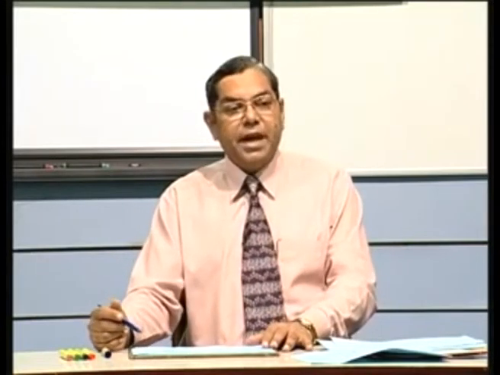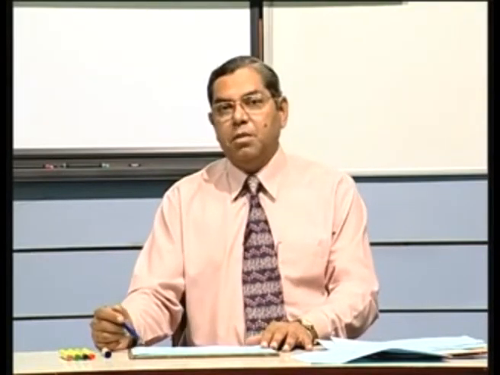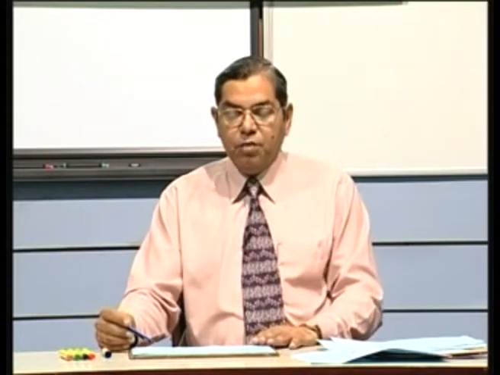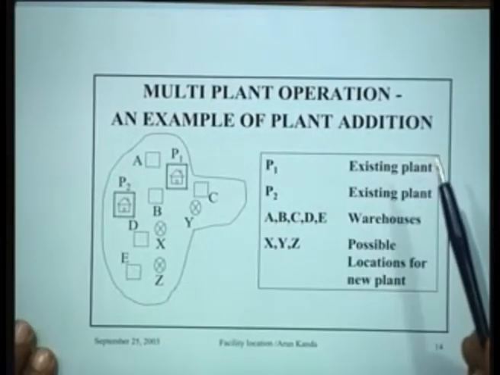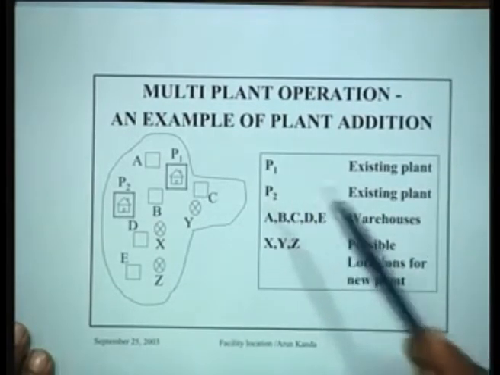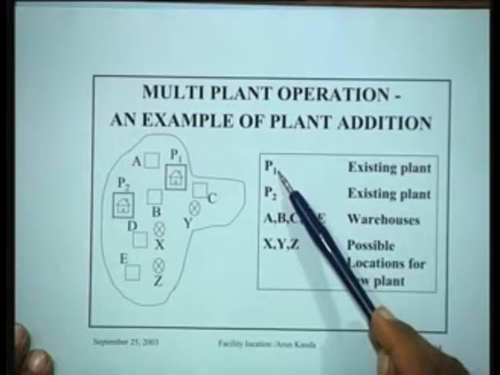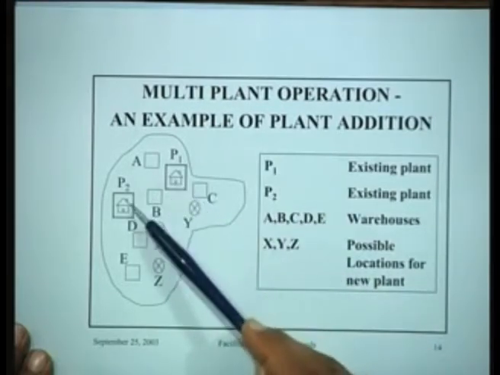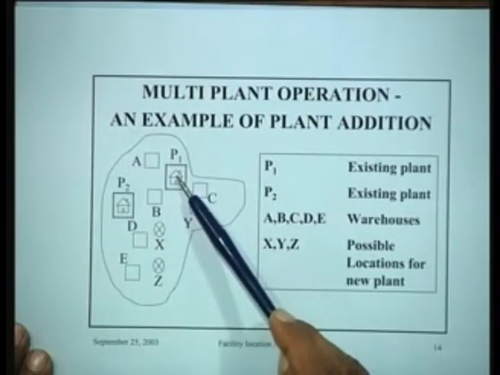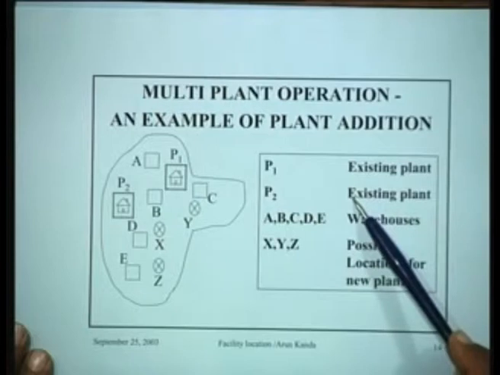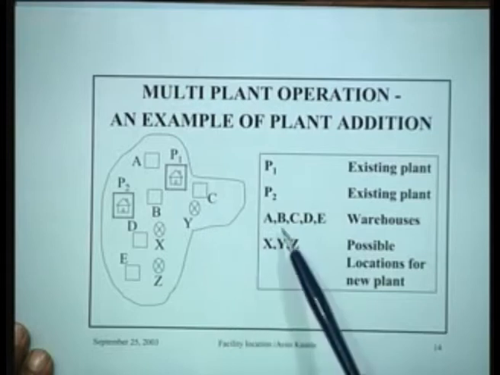What we will, however, illustrate at the moment is the use of analytical models for solving the location problem. So what we will consider is a case study of a multi-plant operation and an example of plant addition. Currently, let's say a company has two plants, P1 and P2, located at two geographically distinct locations in the country. P1 and P2 are the existing plants, and these plants supply to the various warehouses.